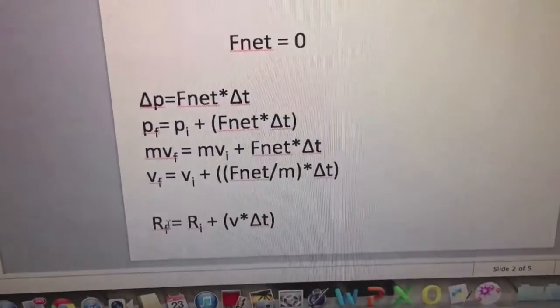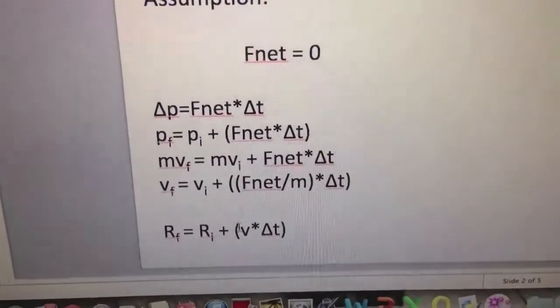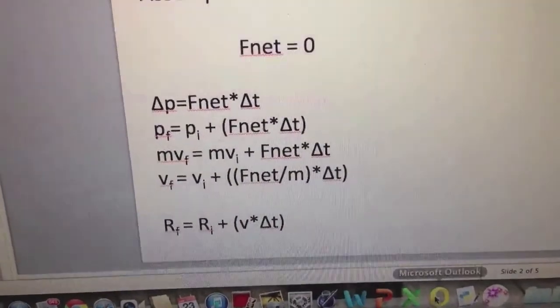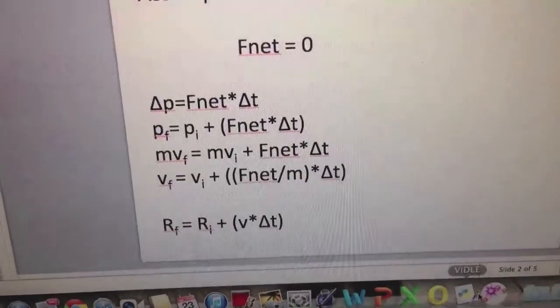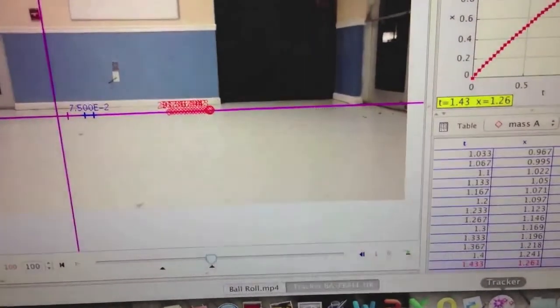Saying that the final position is equal to the initial position plus the velocity times the change in time. A very good introduction. It's concise, and he makes it clear that he's using a constant velocity model. All the physics here is good.